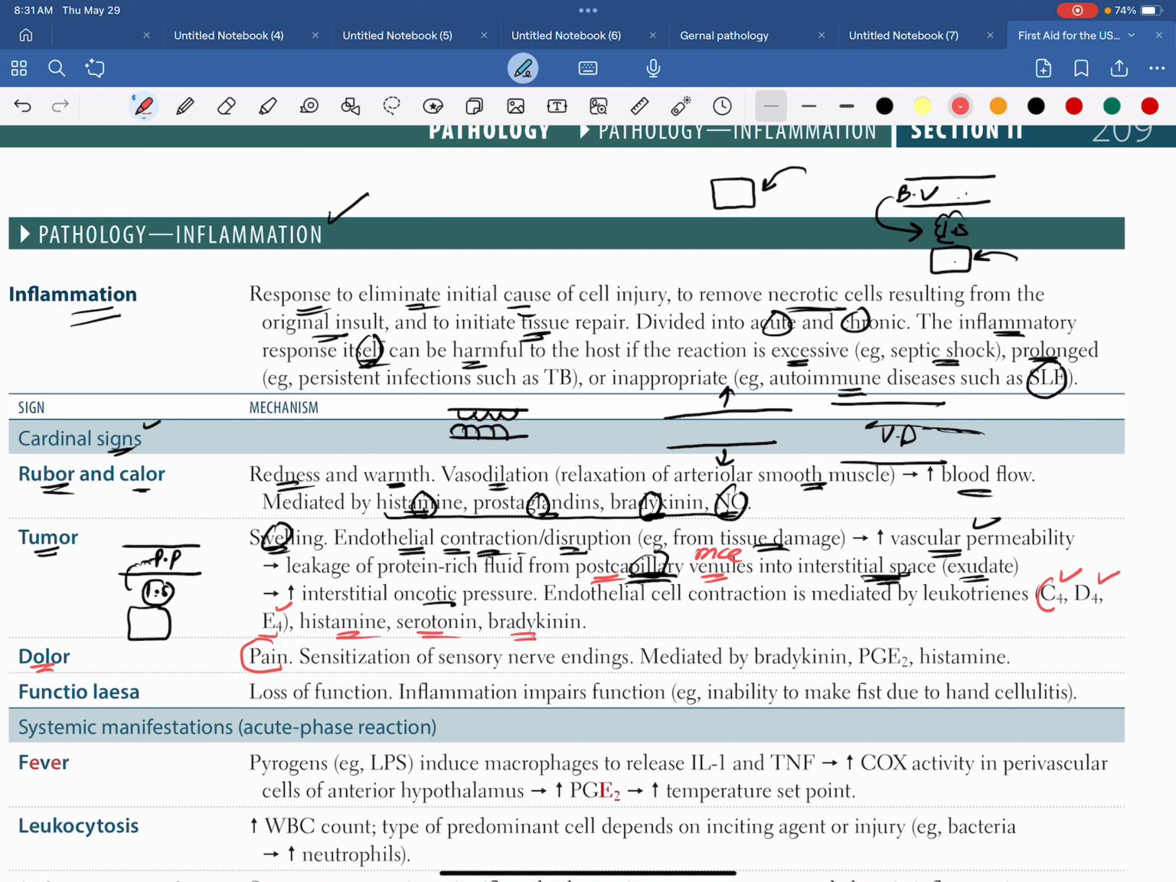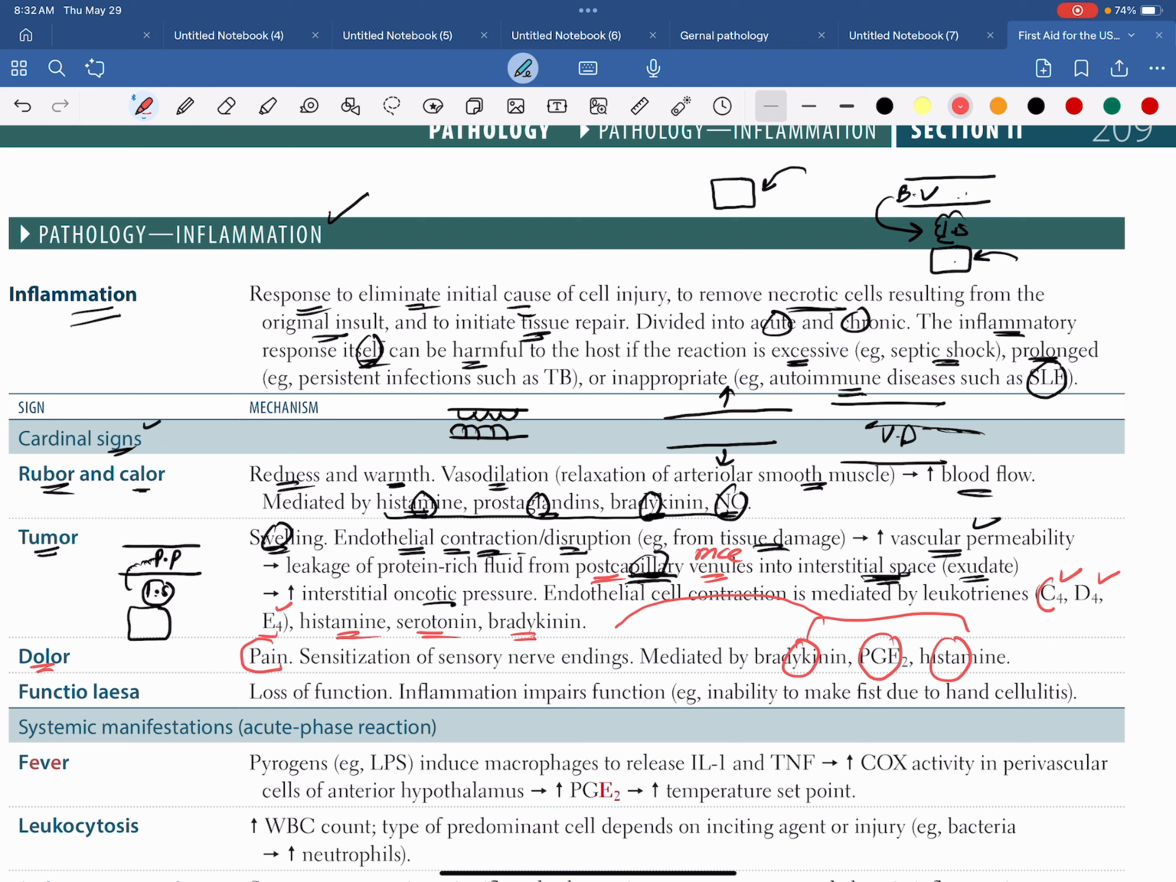So basically during the inflammation, again there are different kinds of cytokines and inflammatory mediators that are produced, and those are bradykinin, prostaglandin E2 and histamine. So these are the inflammatory markers which are produced during the inflammation. And when these inflammatory markers are produced, they go to the sensory nerve endings.